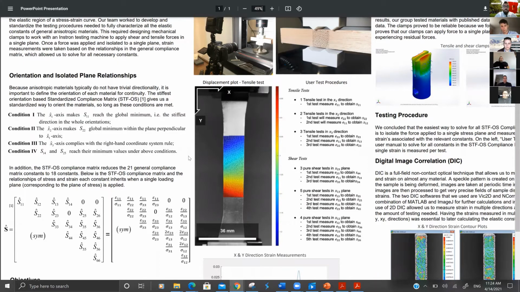The first condition is the x1 axis makes S11 reach the global minimum, for example, the stiffest direction in the whole orientation. The second condition is the x2 axis makes S22 a global minimum within the plane perpendicular to the x1 axis. The third condition is the x3 axis complies with the right-hand coordinate system rule. The fourth condition is S14 and S25 reach their minimum values under the above conditions.